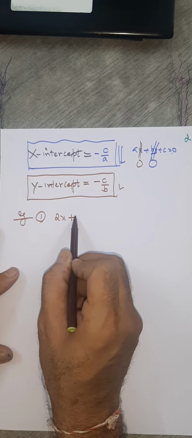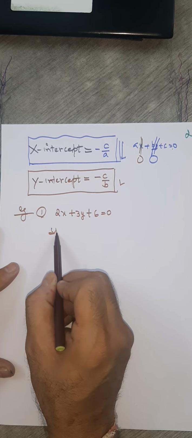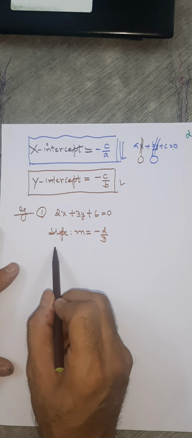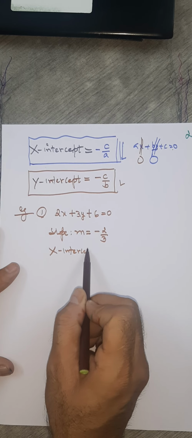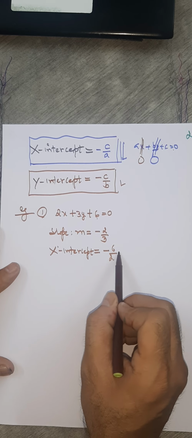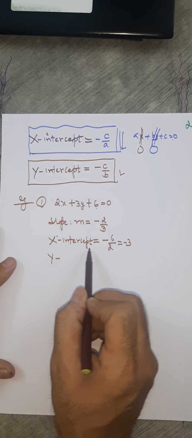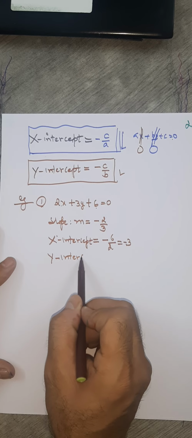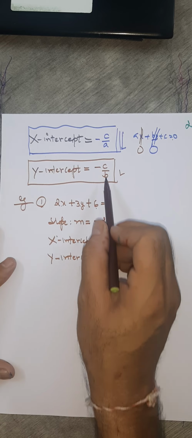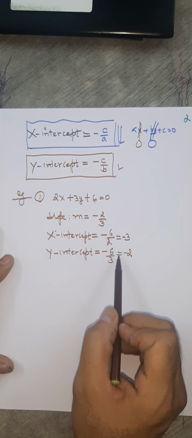Suppose I have this line, 2x plus 3y plus 6 equals 0. What's the slope? Now tell me fast. Slope m is minus a by b, so minus 2 by 3. What is the x-intercept? It is minus c by a, which is minus 6 by 2, which is minus 3. Or you can just put y equals 0 and make x the subject. What is the y-intercept? Put x equals 0 if you do not remember the formula. The formula is minus c by b. What is b? That is 3. So minus 2. Or put x equals 0 and make y the subject of the expression.